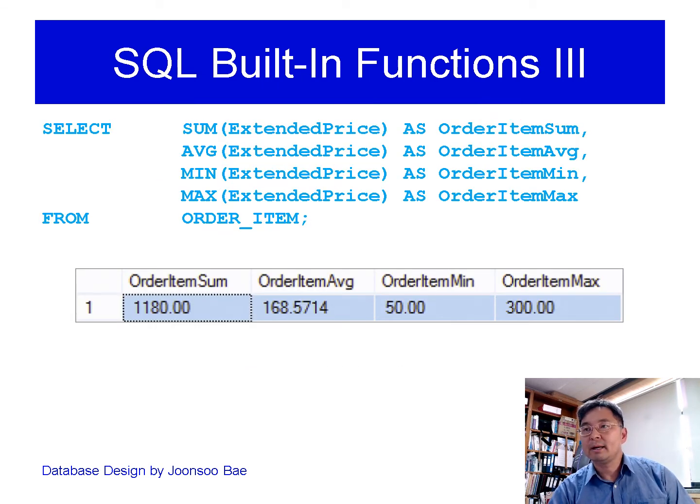And there may be other built-in functions like average, minimum, maximum. You can understand the meaning of these if you see the function names here. The minimum value will be searched here. Okay, it's the same way.